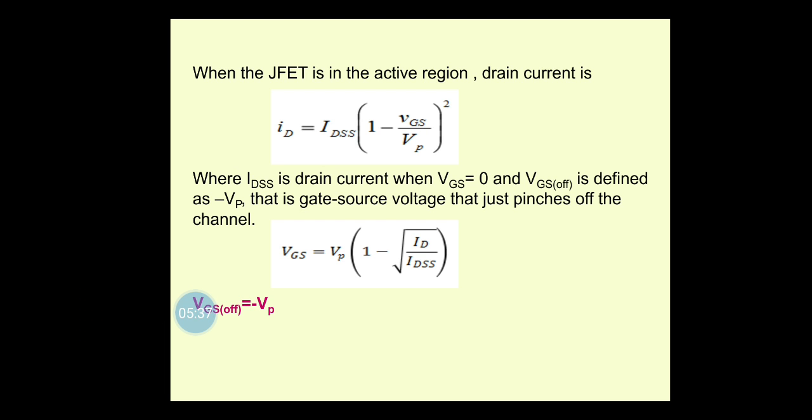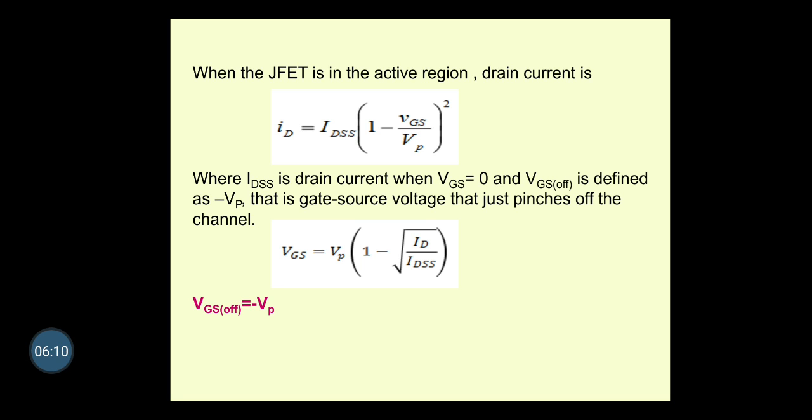Now this is the equation of the drain current when JFET is in the active region or saturation region, you can say, when the current is constant. So ID is equal to IDSS into 1 minus VGS upon VP the whole square. This is what you have to remember. Now here IDSS is the drain to source current when the gate is shorted to source, when VGS is equal to 0.